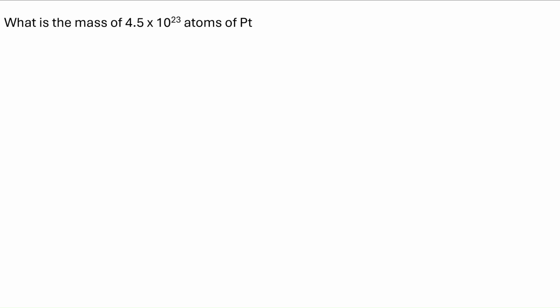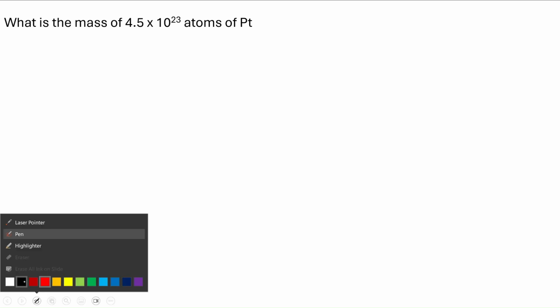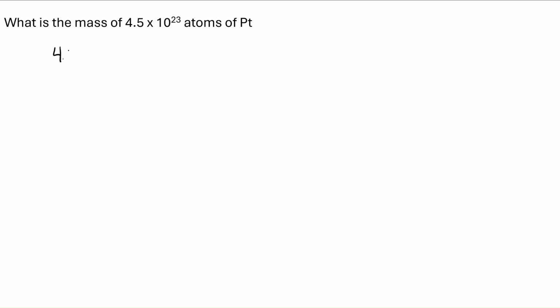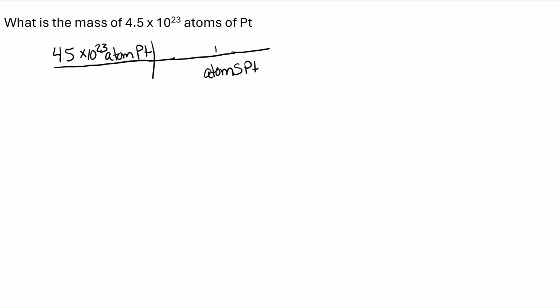So we're going to start this problem like we start every problem. We're going to write down the information that's given. So 4.5 times 10 to the 23rd atoms of platinum. Then we're going to draw our train tracks. Atoms of platinum down here, moles of platinum up here. And then in 1 mole, there are 6.022 times 10 to the 23rd atoms. All right, to solve this, I'm going to multiply across the top, divide by the bottom.